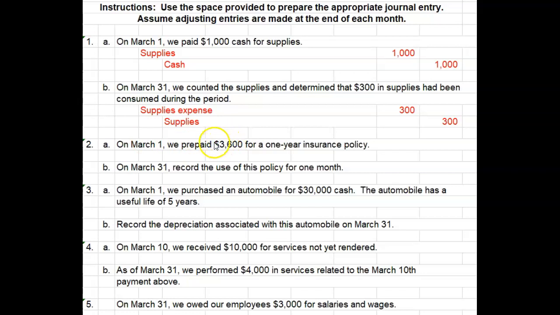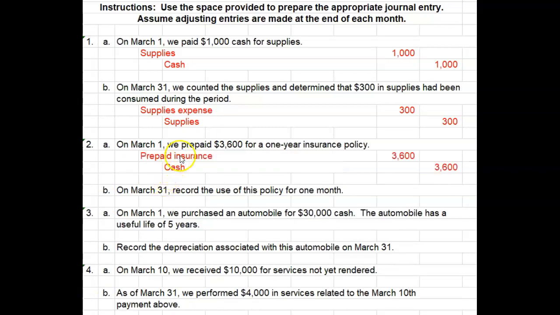On March 1st, we prepaid $3,600 for a 1-year insurance policy. Please write that journal entry. Debit an asset account called prepaid insurance for $3,600 and credit cash for $3,600. It's now March 31st. It's time to do our adjusting journal entries. We need to record an expense for the use of 1 month of this insurance policy. So first you're going to have to calculate your monthly insurance expense, then write the adjusting journal entry.